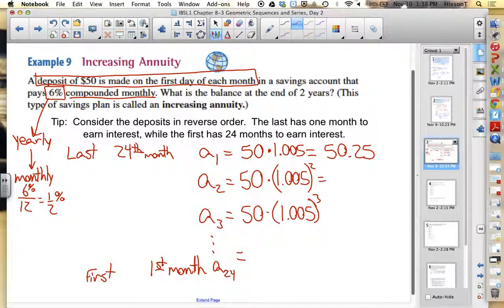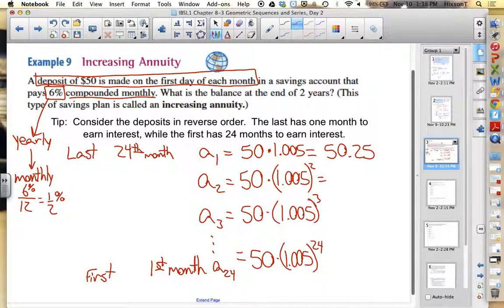And here we're defining n as how many months this deposit had to earn interest. So this very first $50 that we put in there, it got to be multiplied by the 1.005 24 times. So if you put $50 in there, okay, yeah.